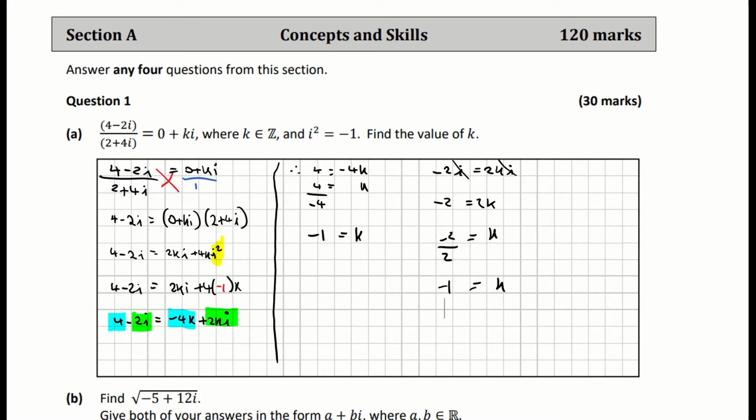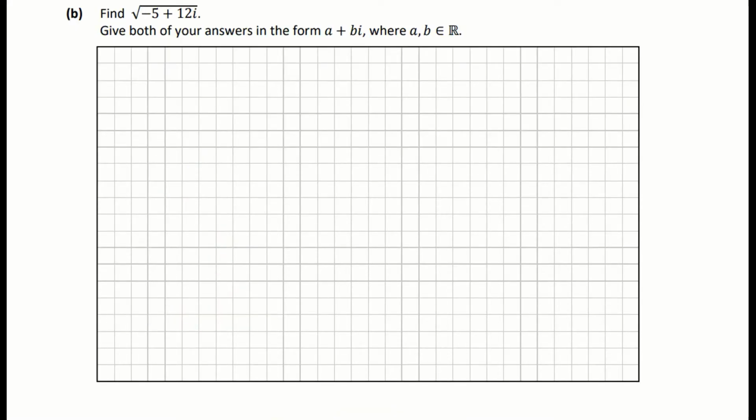Moving down now to part B. So part B wants us to find the square root of minus 5 plus 12i in the form a plus bi. So what I'm going to do there is let them equal to each other. So I have a plus bi, and I know that that is going to equal the square root of -5 plus 12i. Now to get rid of a square root, we know we square both sides. So that's giving me a plus bi, all to be squared, is equal to -5 plus 12i.